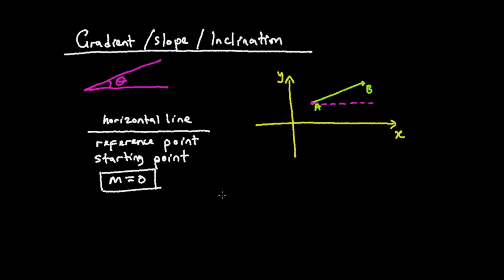Okay. So this is what gradient is. It's a measure of how slanted a line is. In mathematics we are not going to look at the physics part of it, but we define gradient as a change in y over a change in x.